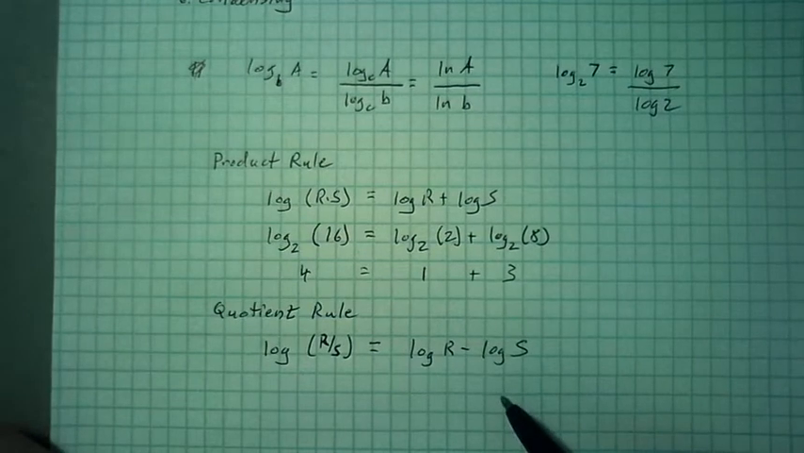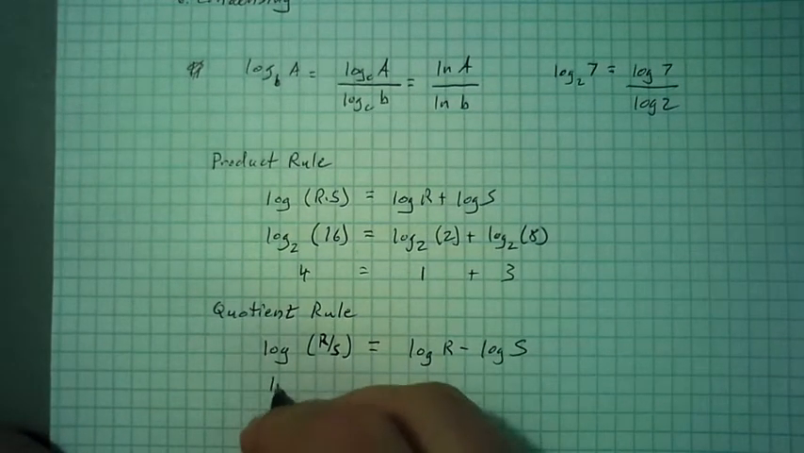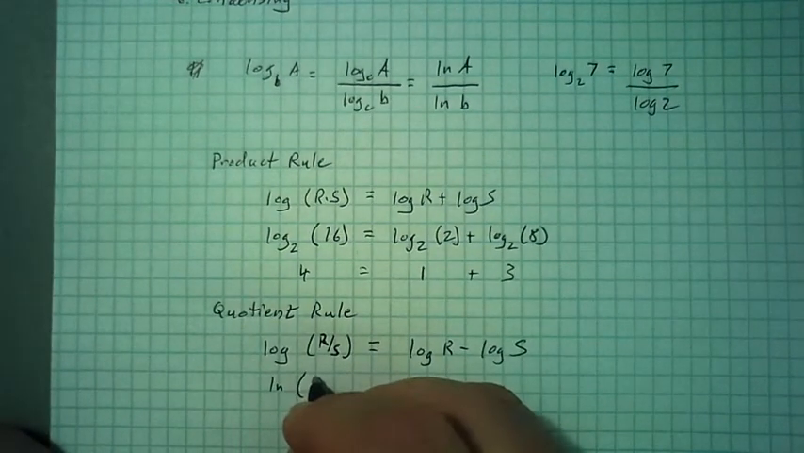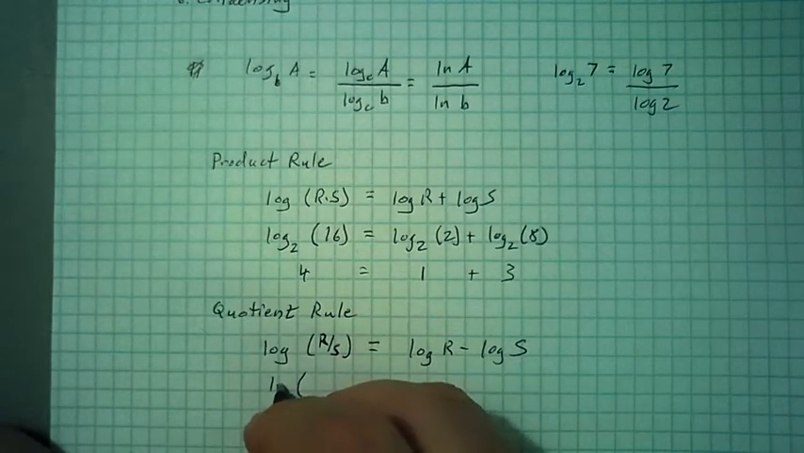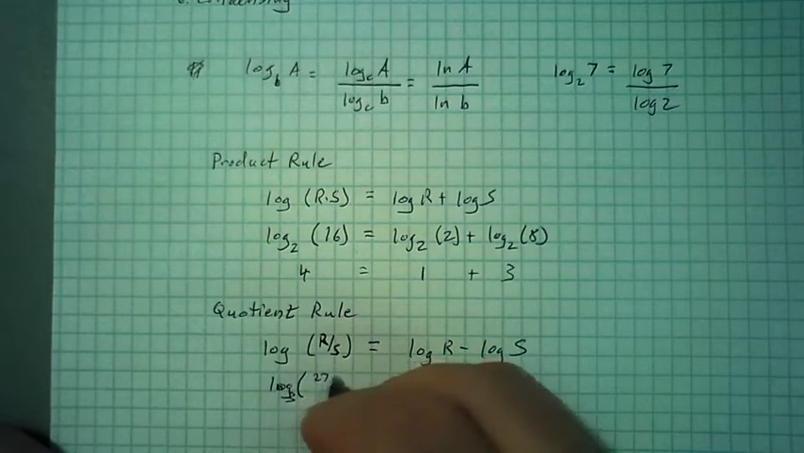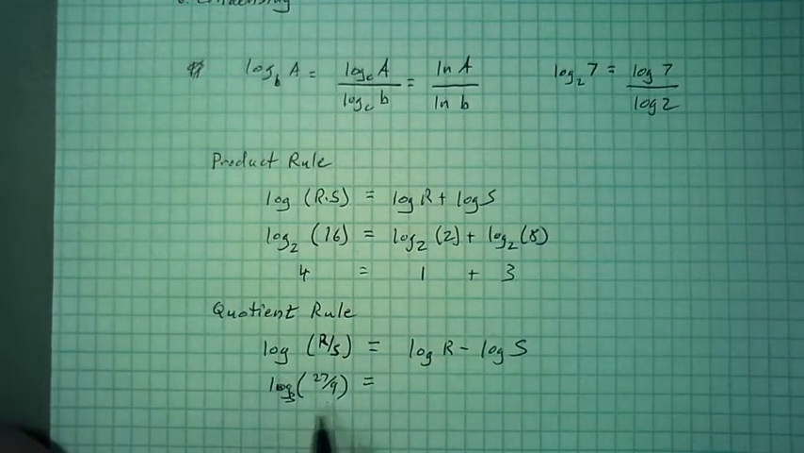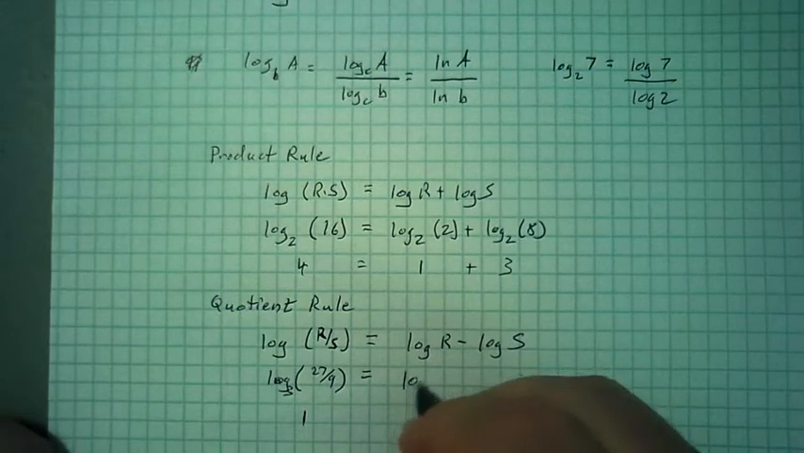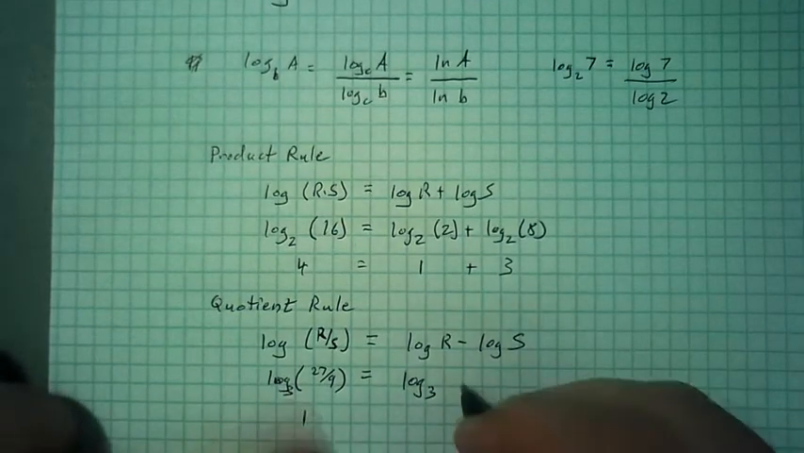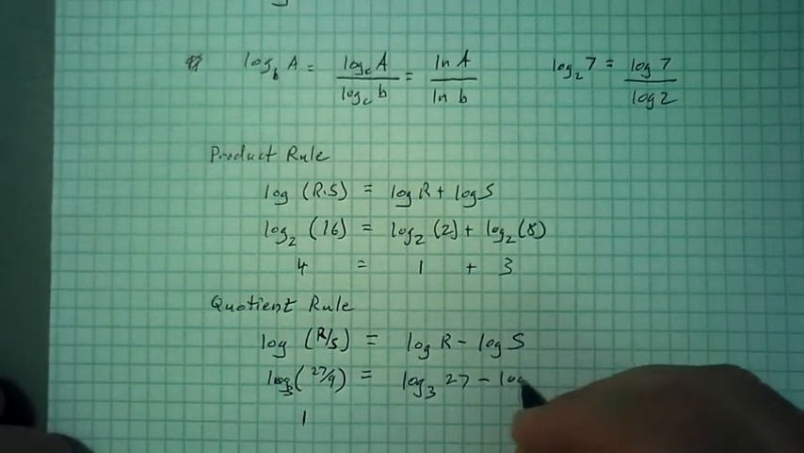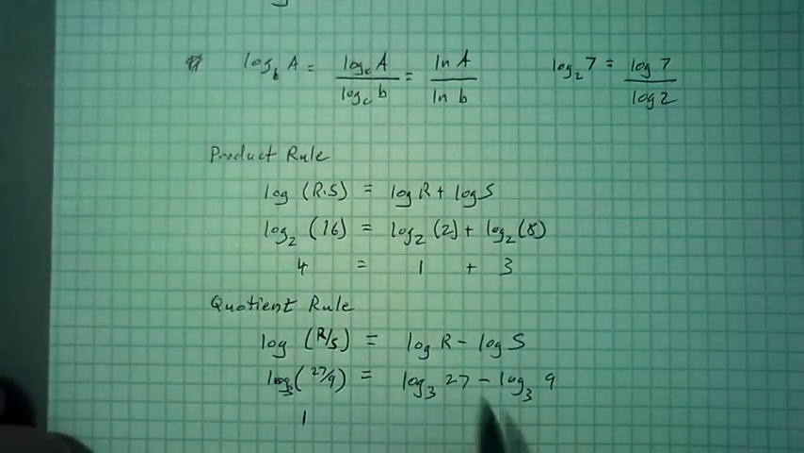So an example for this, ln of... let me not use ln. Let me use log base 3 of 27 over 9. Now we'll know what the answer is going to be. The answer is going to be 1 because 27 divided by 9 is 3, and log base 3 of 3 is 1. But this should be the same as log base 3 of 27 minus log base 3 of 9.